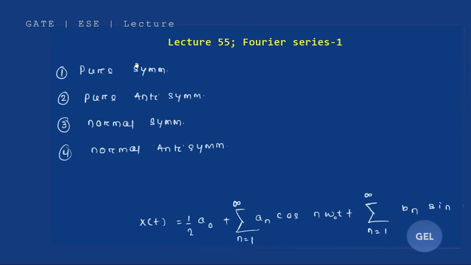First thing is this method is divided into 4 ways. That means any function that is given could be either a pure symmetric, or a pure antisymmetric, or a normal symmetric, or a normal antisymmetric. Sir, what is the difference between pure and normal? What is the difference between pure symmetric and normal symmetric?